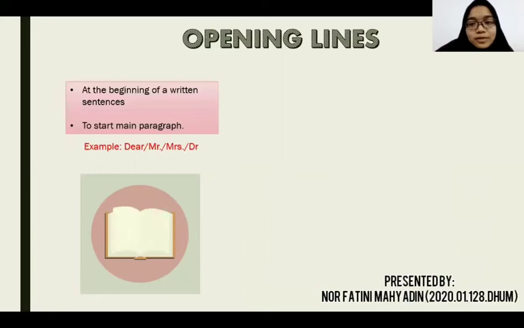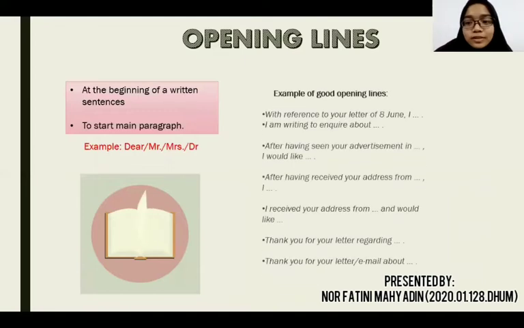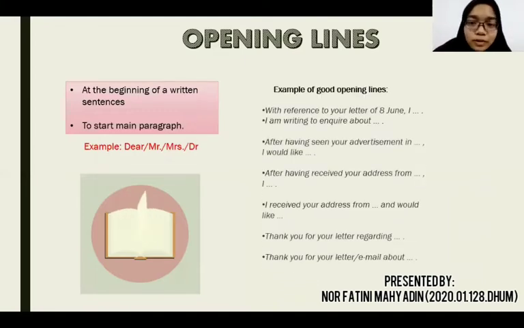The opening sentence is usually at the beginning of a written sentence, and the opening line is part of, or the start of, the main paragraph. The Latin term incipit is used for the first word of the opening sentence of a text. Greetings or salutations in very formal letters are usually formal. It usually starts with Dear. Be sure to include the person's title if you recognize it, such as Miss, Mrs., Mr. or Doctor. If you are unsure about the person's title, just use their name, such as Johnny.